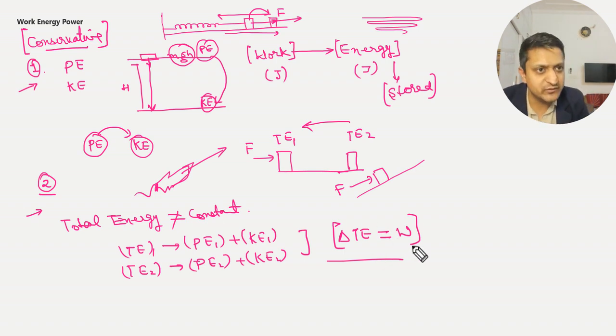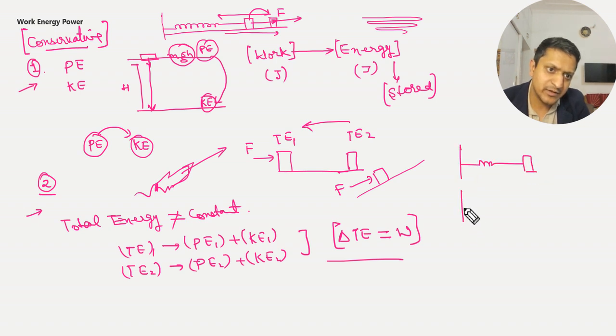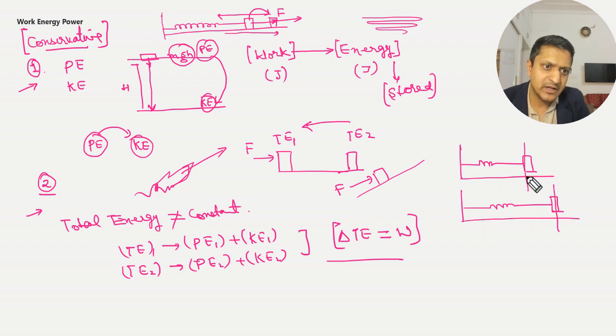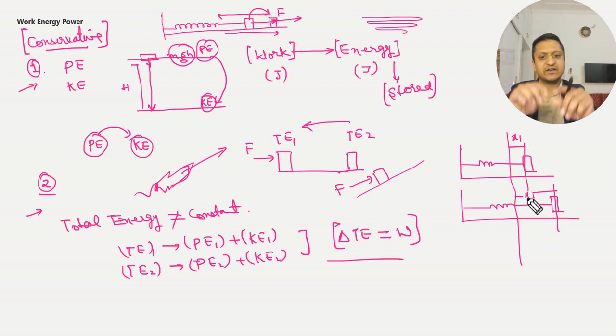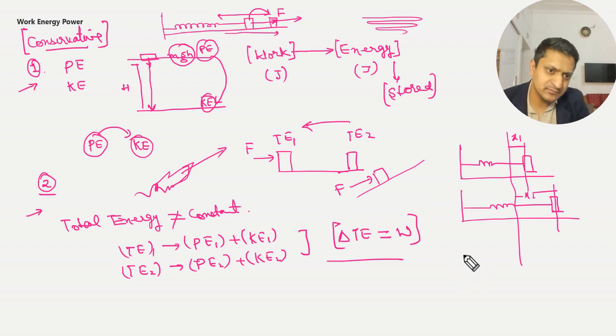This concept will be used everywhere, whether it is a spring mass system. So in the spring mass system, there could be an example like this. Suppose this is the mean position, and the object has been moved from x1 to x2. In these types of cases there will be graphical questions.